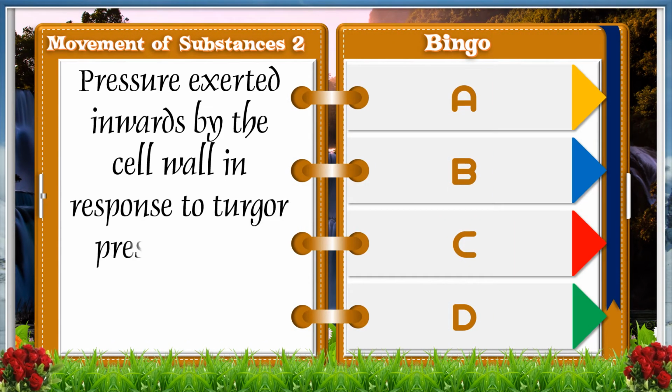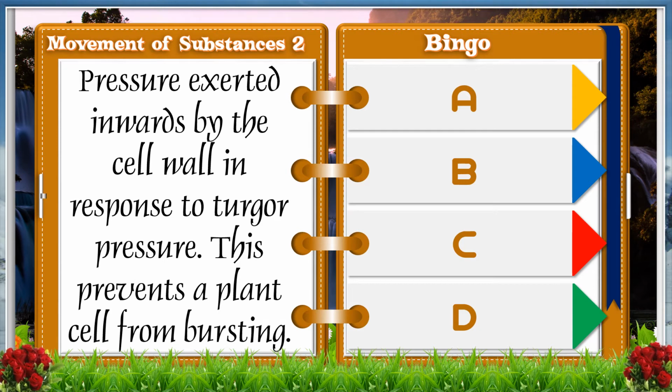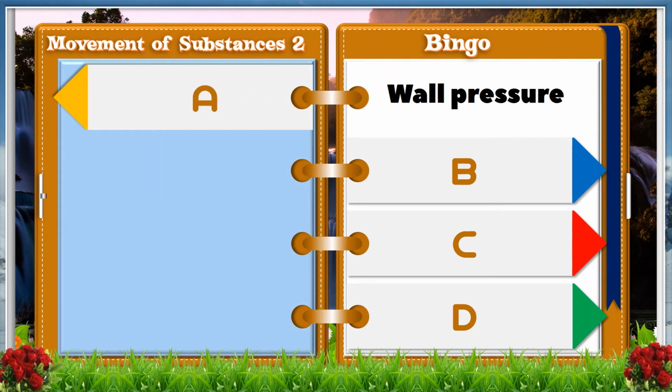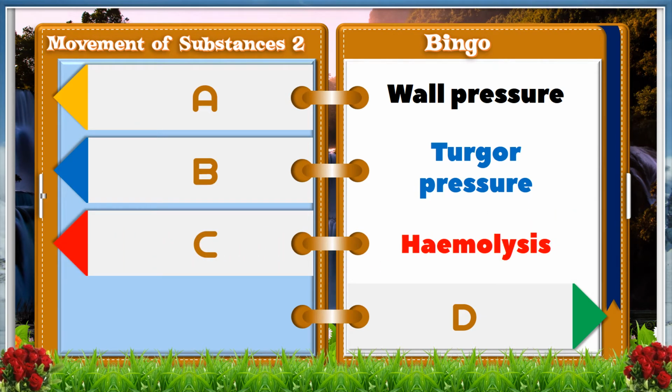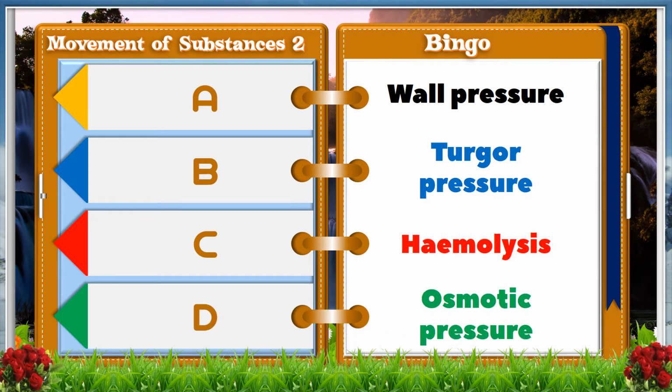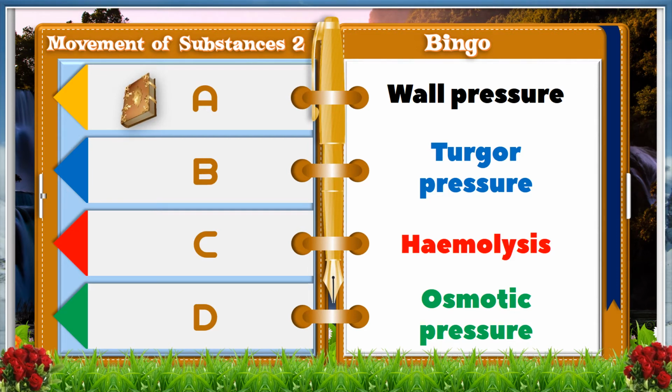Pressure exerted inwards by the cell wall in response to tag pressure. This prevents a plant cell from bursting. A, wall pressure. B, tag pressure. C, haemolysis. D, osmotic pressure. And the answer is A, wall pressure.